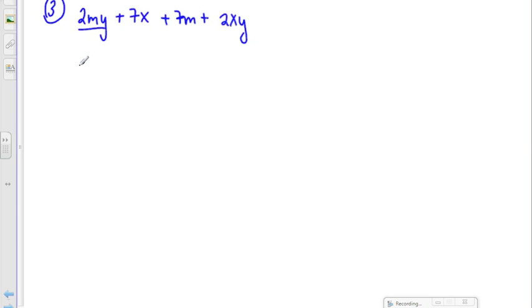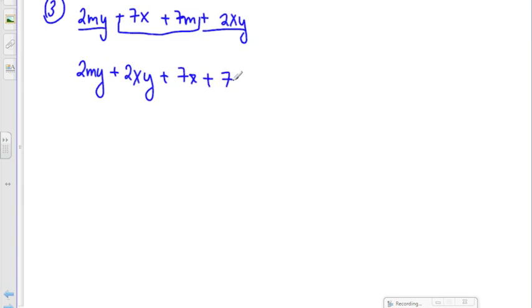So let's start off with our 2my. If I have a 2my, is there anybody else up here that you think could find a GCF with 2my? How about our 2xy? They both have 2's, they both have x's, they should have a GCF. Our next one's 7x and 7m. They both have 7's, so we can tell automatically they're going to have a GCF. So now we group the first 2, we group the second 2, and try to find the GCF again.